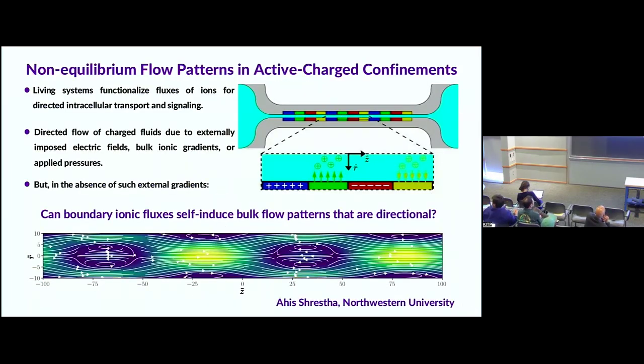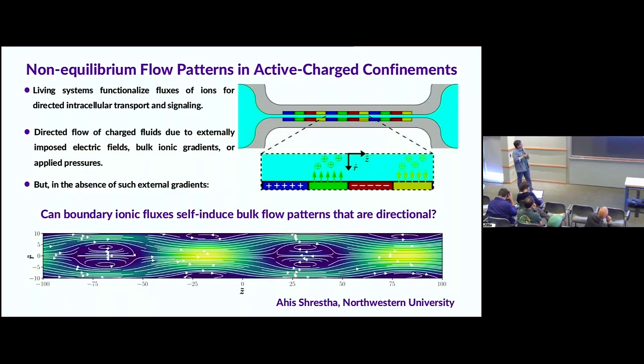Ahish Shrestha. Hello, I'm Ahish Shrestha from Northwestern University. So my poster is going to be on non-equilibrium flow patterns that emerge in active charge systems. So the motivation behind the study is that we have living systems that functionalize fluxes of ions in confined environments that can produce directed transport and signaling behaviors.